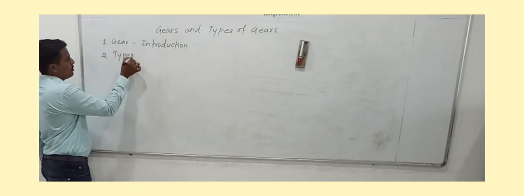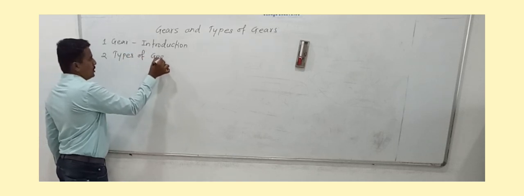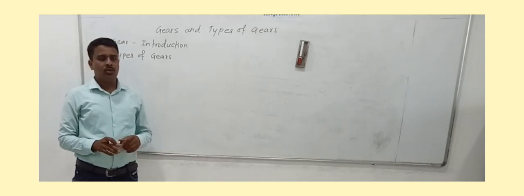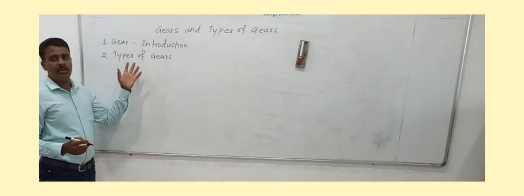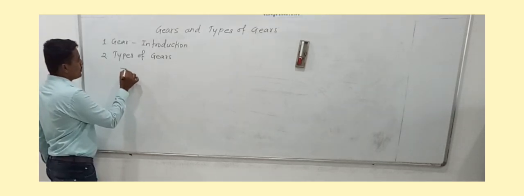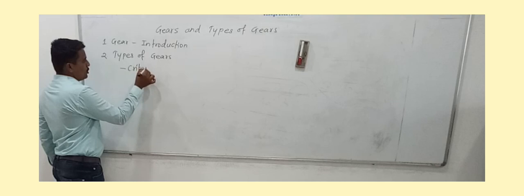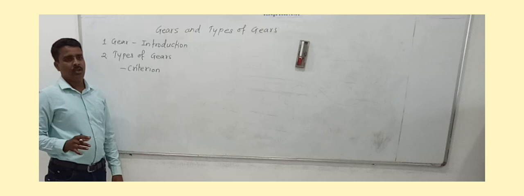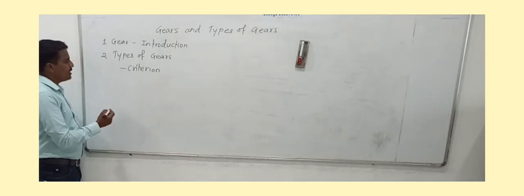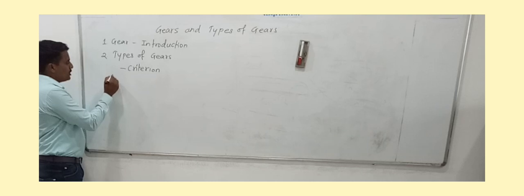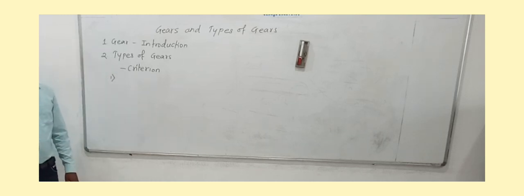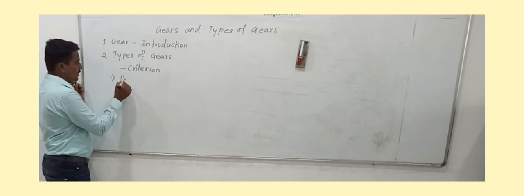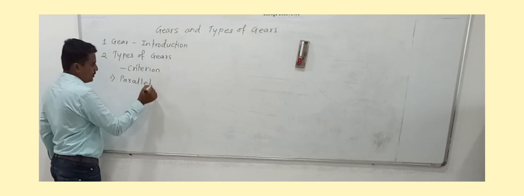Now we'll define types of gears. Which are the different types of gears? To define types of gears, we should have some specific criteria. The criteria used for classification of gears is the position of shafts. How the gears are classified according to this criteria, we will define. According to this criteria, the gears are classified as parallel shaft gears. So first of all we will define parallel shaft gears.